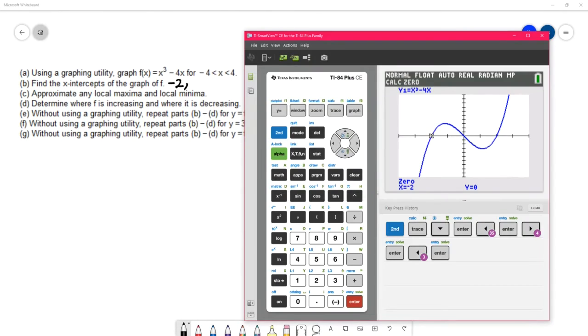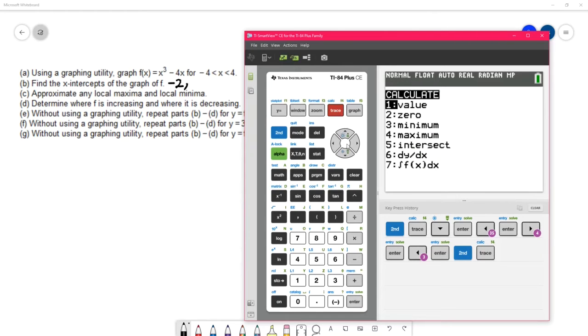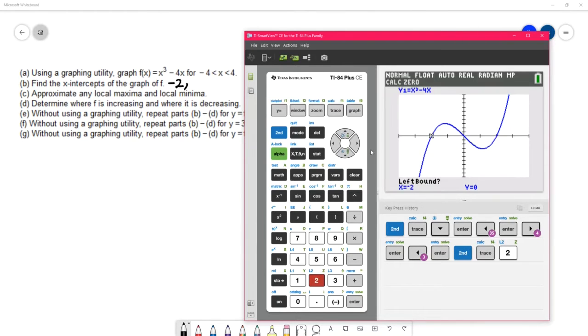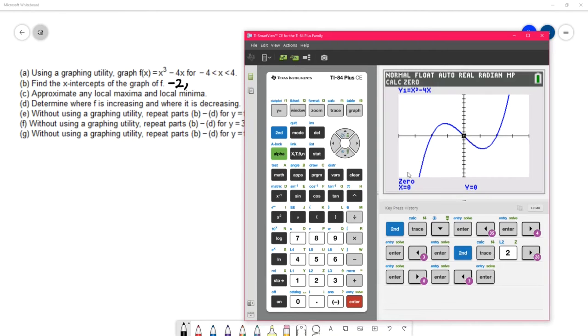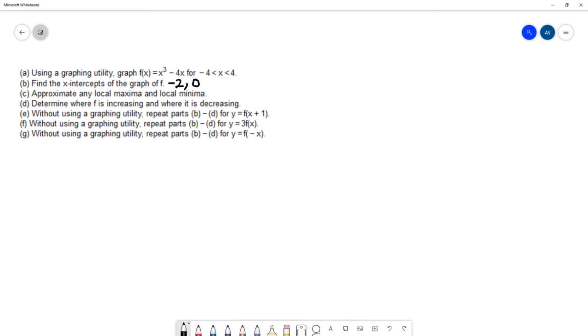And then we are going to move on and do the same thing for the next x-intercept. So I want to go into that calc menu, select number 2, and this time we're going to move to this x-intercept at 0. We're going to hit enter at the left of it, hit enter at the right of it, and then guess. And hit enter, and it gives me our second x-intercept of 0.